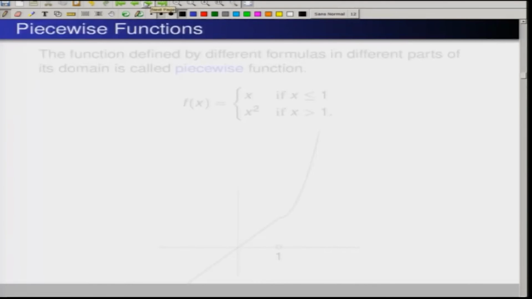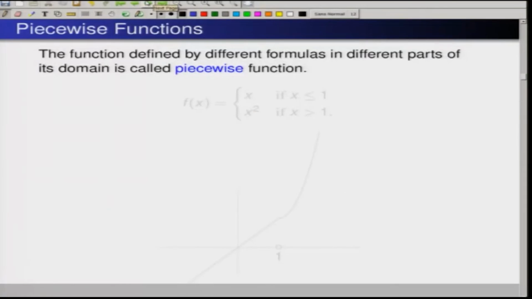Now, a function can sometimes be defined not necessarily by one formula on the whole domain. For a certain portion of the domain, the function is defined in some way, and for another portion it can be defined in a different way. That is what we call piecewise functions. So, a function which is defined by different formulas in different parts of its domain is called a piecewise function.